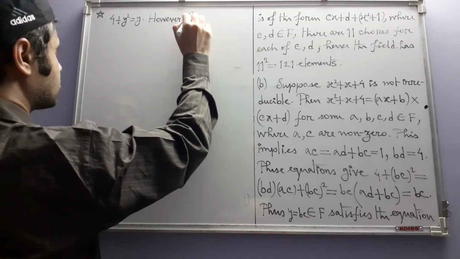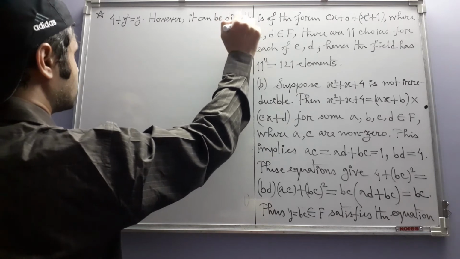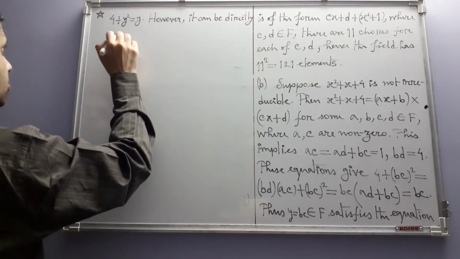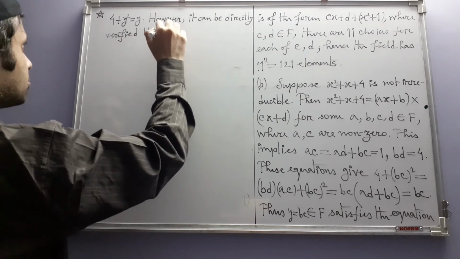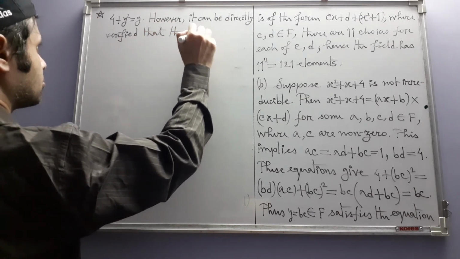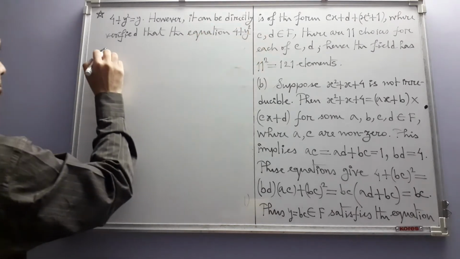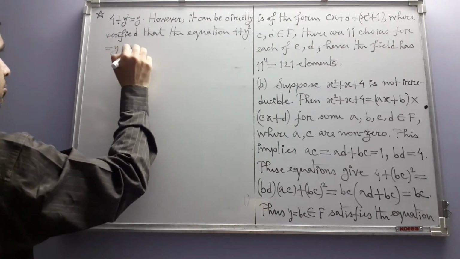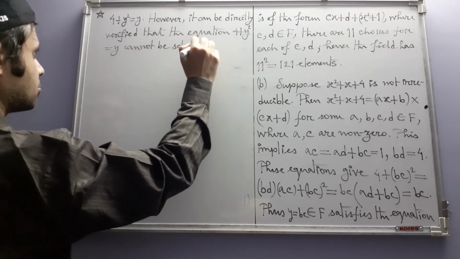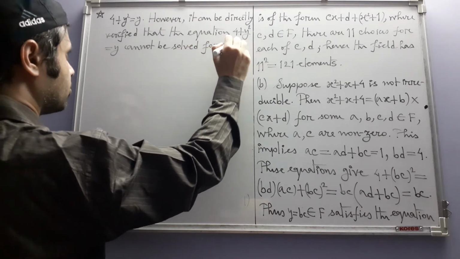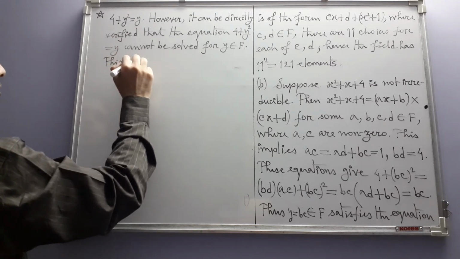However, it can be directly verified that the equation 4 plus y square equal to y cannot be solved for y belonging to F. So this is a contradiction.